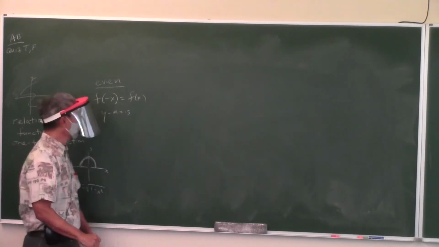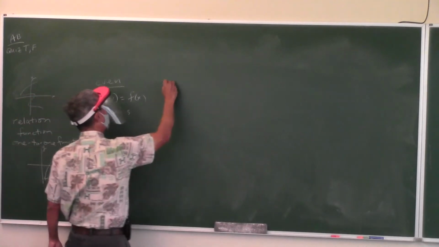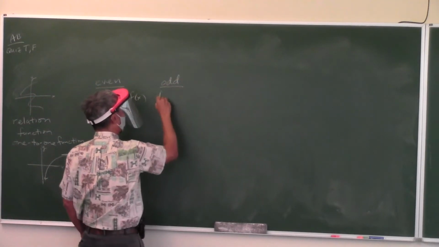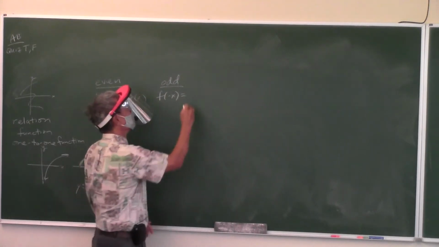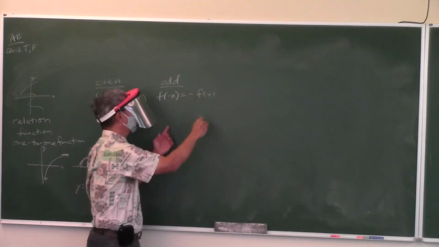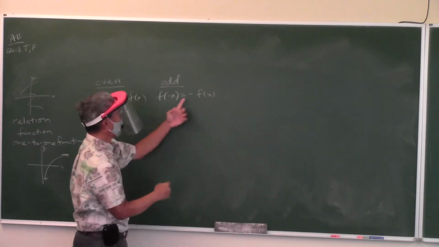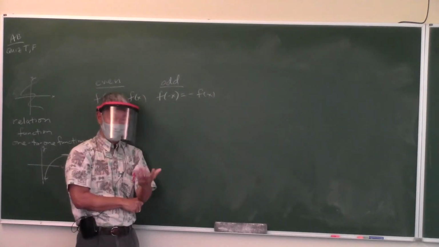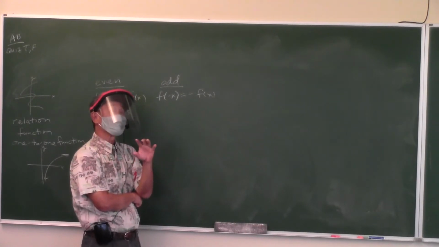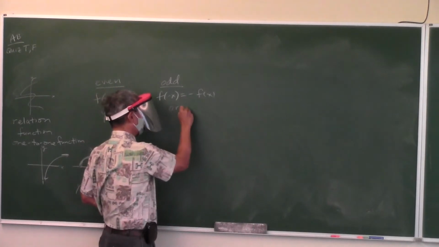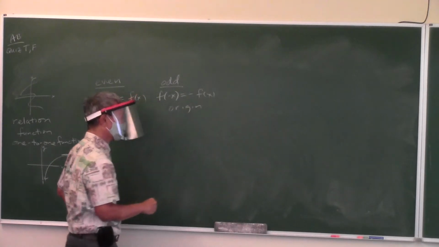Some of you are looking like, I don't think we learned this before. I think you did. What about an odd function? f of negative x is equal to negative f of x. If you plug in negative x for x, you get the opposite of what you started with. And an odd function is always symmetric about the origin. See, you guys are starting to remember.